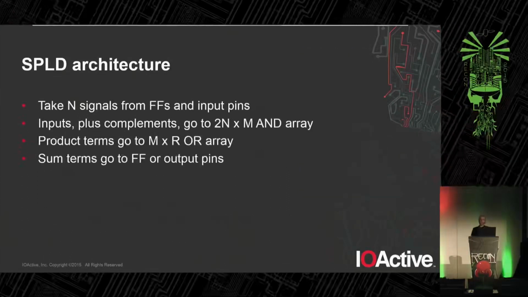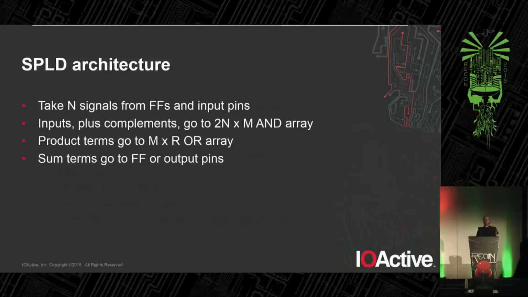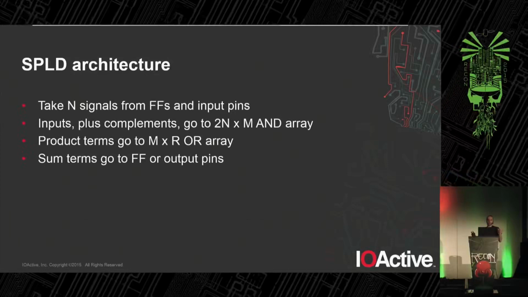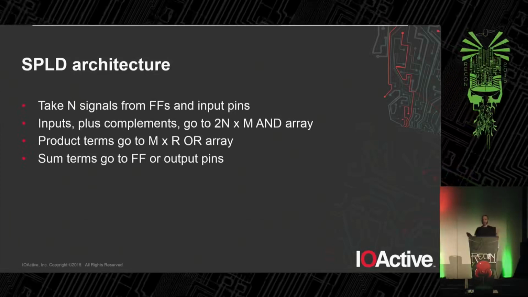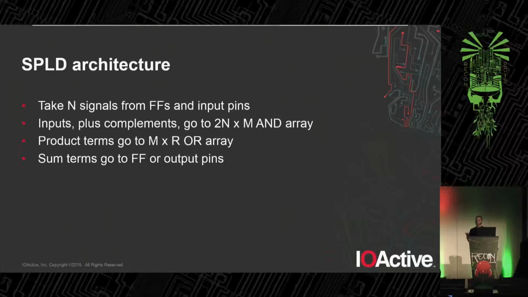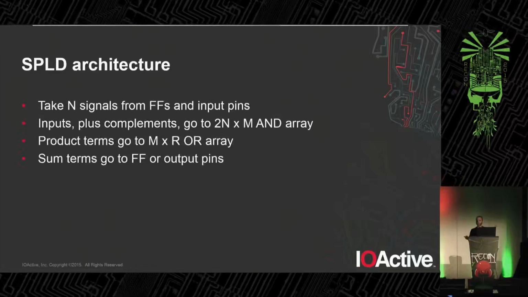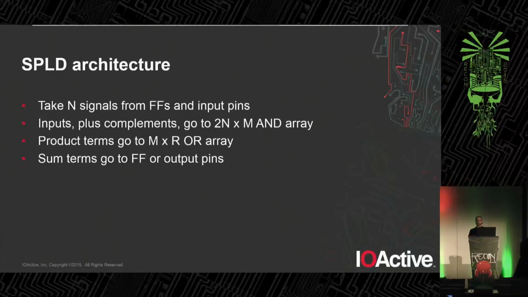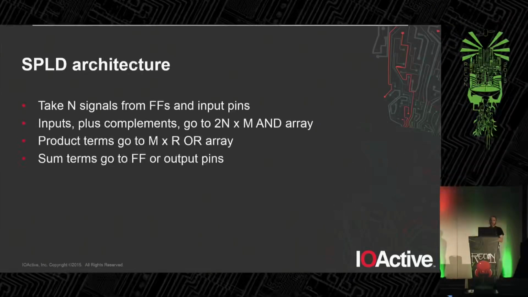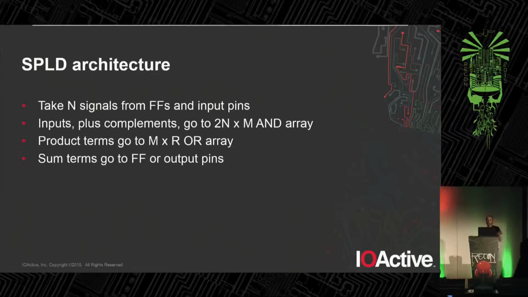So if we take this and we want to build a full programmable logic device, what we do is we take a bunch of signals coming from our registers that store state. We take a bunch of signals from our input pins. Then we feed these into an AND array. We invert them, so we have 2 times however many inputs. We take m product terms out of that. The product terms then go into a programmable OR array. The output of that gives us, we'll just call it R outputs.